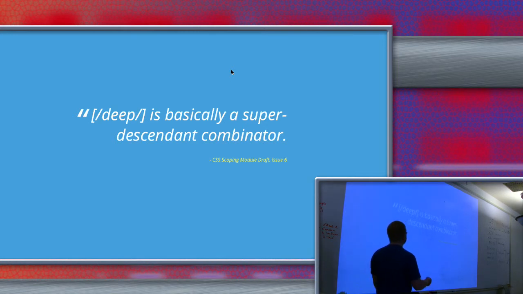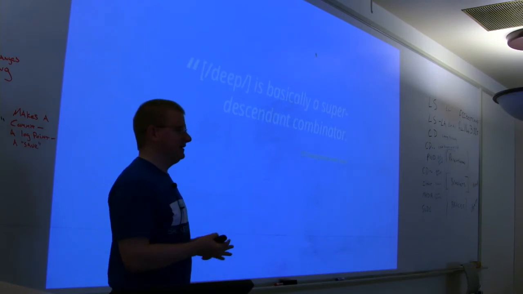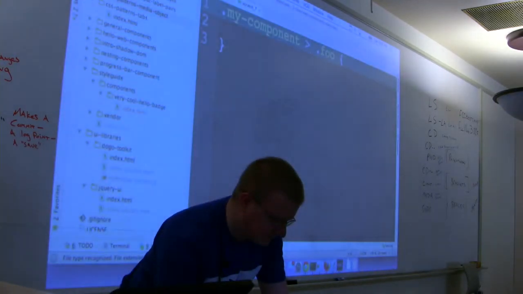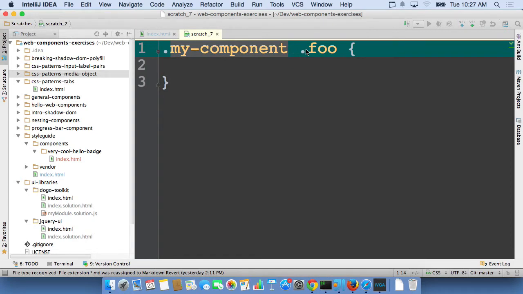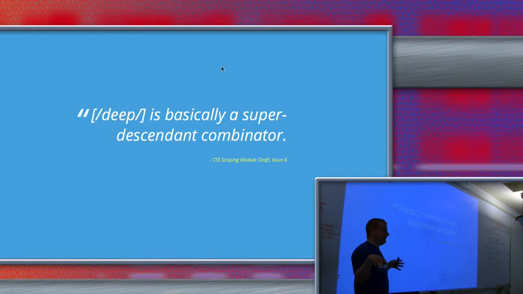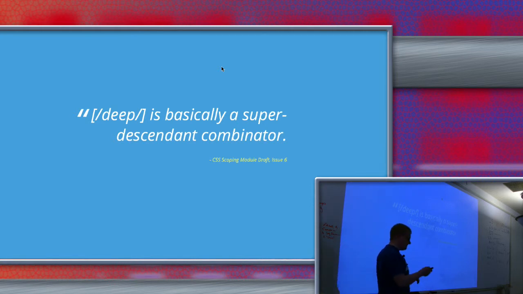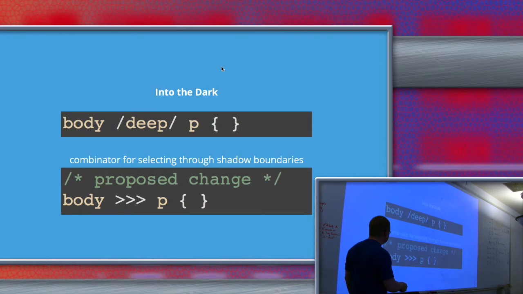In the scoping module draft for the actual CSS spec, there was a great comment, I thought, that deep is basically a super descendant combinator. Like we have our descendant combinator if we just have a space here. It doesn't illustrate very well because it doesn't look like there's anything there, but the fact that we have a space means it's a descendant combinator, and we select anything foo that's a descendant of my component. Well, /deep/ is basically a super descendant combinator. It's any descendant, and it ignores any shadow boundaries, even though descendant selectors normally don't ignore shadow boundaries. They normally stop there. So the triple greater than or the /deep/ ignores them altogether.